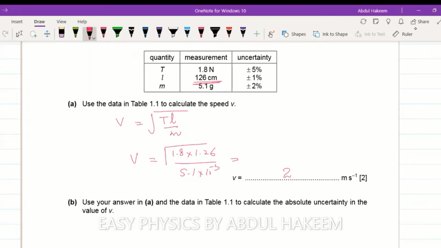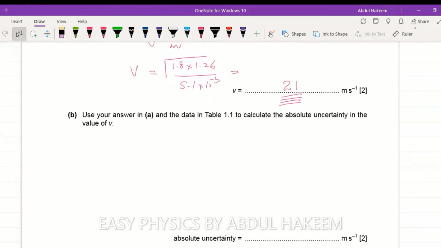coming 21. So we have to write the answer in 2 significant figures, because this is 2 significant, this is 3 significant, this is 2. Due to different significant figures, we have to quote the answer in the minimum significant figures. The minimum is 2, so the answer is 21.